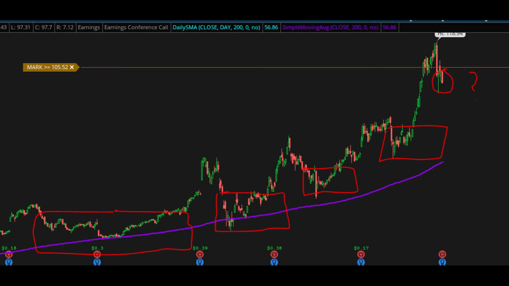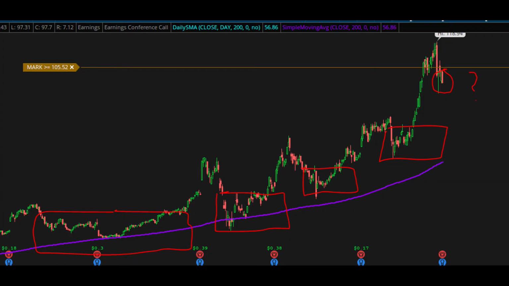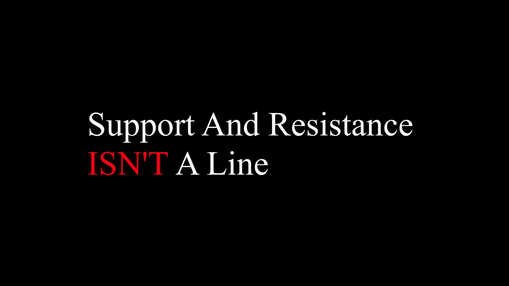Now, if you're new to support and resistance, we won't go much into the details in this video, rather briefly give you enough information so you understand what's going on and what I'm seeing through my eyes. The support and resistance area is not a line. I'm going to repeat that because everyone keeps drawing lines and expecting support to be one single price point. Support and resistance is not a line, it's an area.